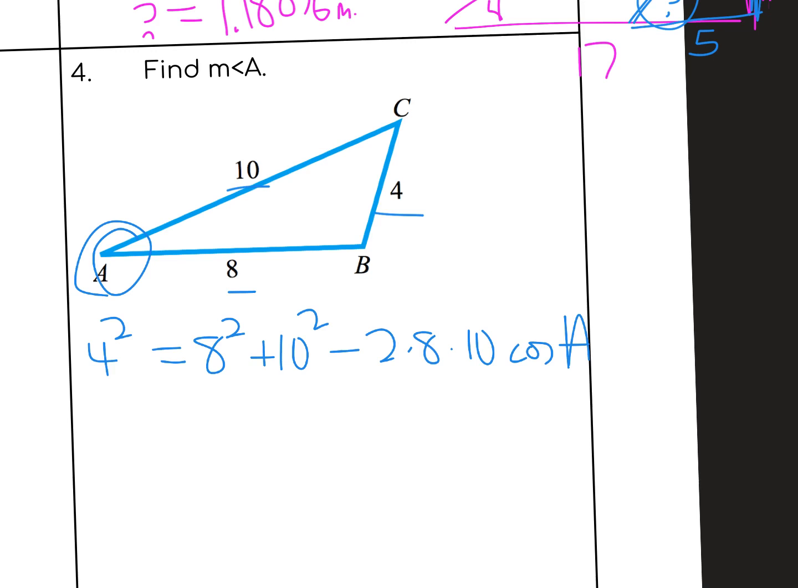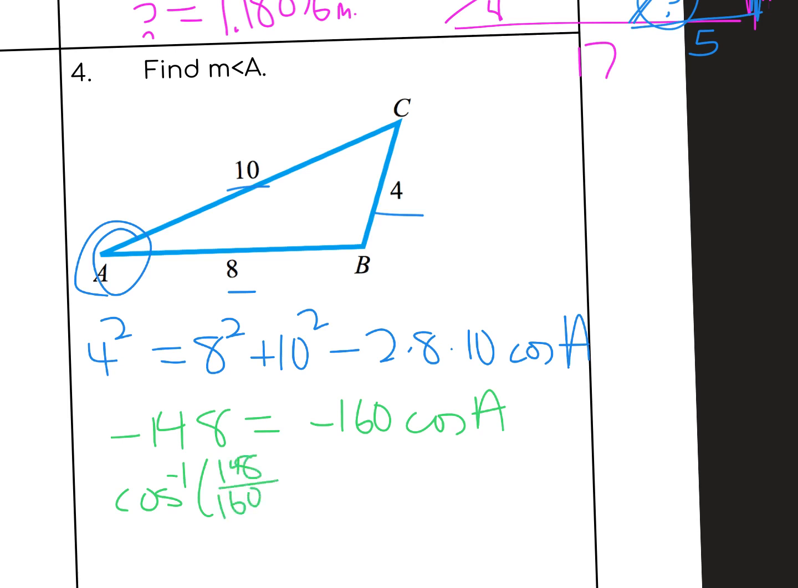Okay, I'll do this in stages for you. I'm going to take 4 squared, subtract 8 squared, and subtract 10 squared. And I'm going to get negative 148. I'm also going to do 2 times 8 times 10, I don't need a calculator for that, that's negative 160 cosine of A. I'm going to divide 148 divided by 160, and then I'm going to do the inverse cosine of 148 over 160. And if you're like, bro, why'd you not write the negatives? Well, a negative over a negative is a positive. So inverse cosine of that is, I got 22.3 degrees.